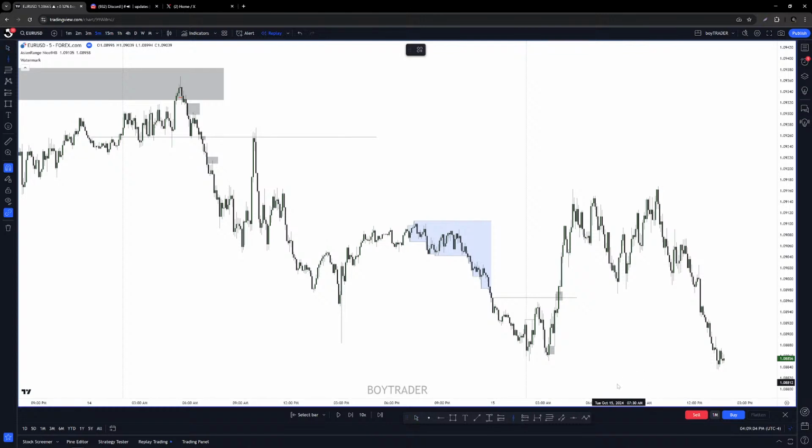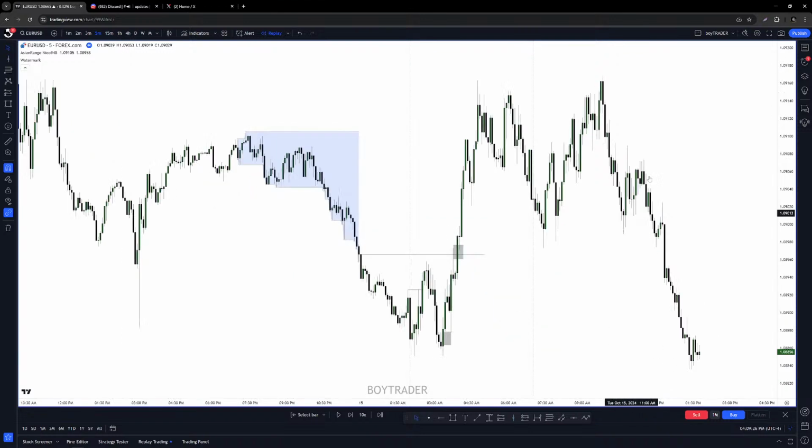the New York session is 7 a.m. to 10 a.m. But that's just it. So we're just going to do a quick touch on it. Now 7 a.m. price drops, rallies higher, takes out buy side here.